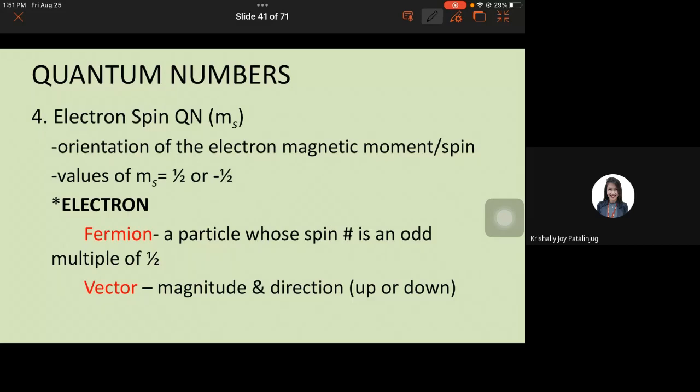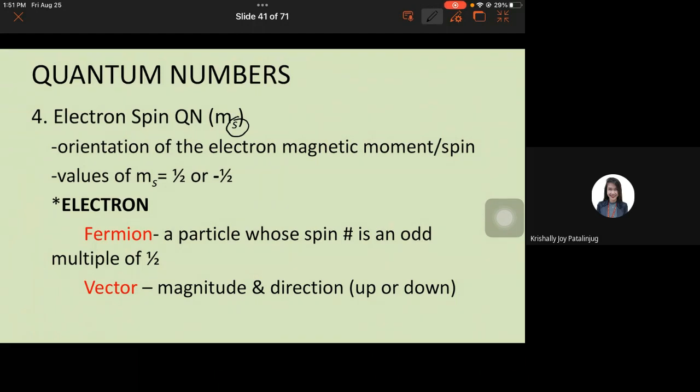And then let's proceed to the fourth quantum number. Again, this quantum number has nothing to do with the atomic orbital. So later on, if you will be asked during examination which of the following quantum numbers do not describe atomic orbital at all, that would be electron spin, or the M sub S. Okay, so that's the designation or the symbol for the electron spin quantum number, M sub S.